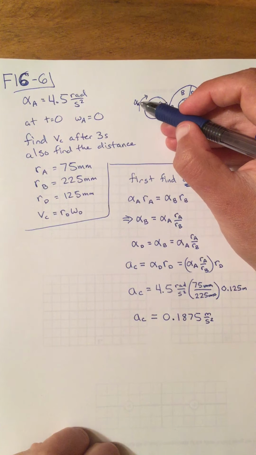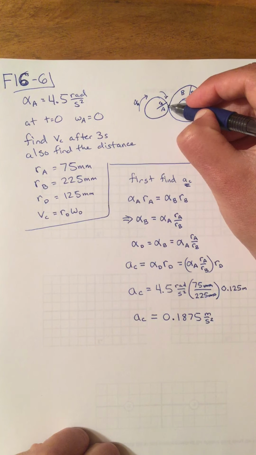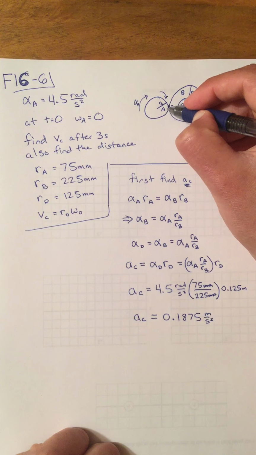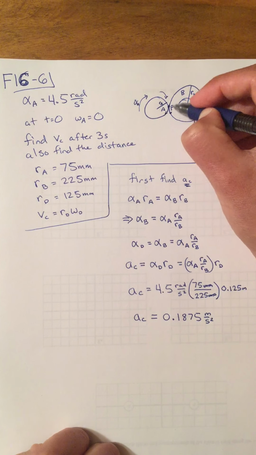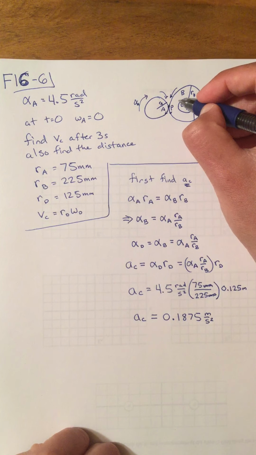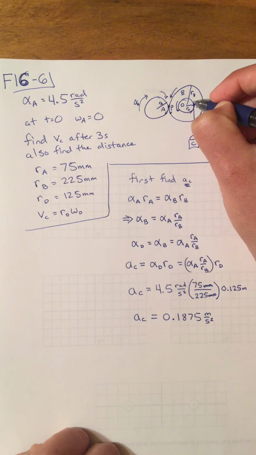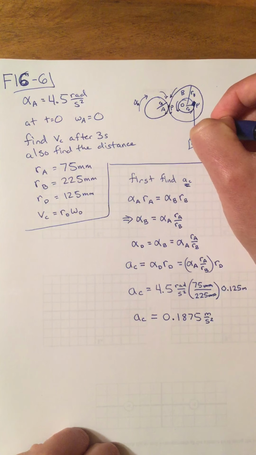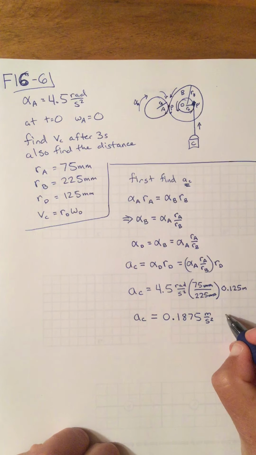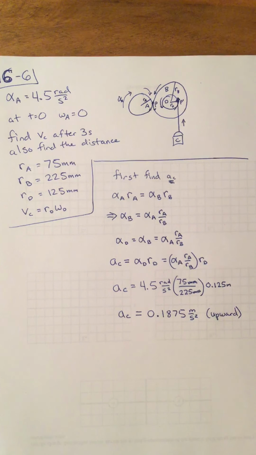And if the angular acceleration of A is this way, then point P must be going this way. So the angular acceleration of B would be going this way, which means the angular acceleration of D would be going this way. And over here it would be going up. So the acceleration of C is pointed upward.